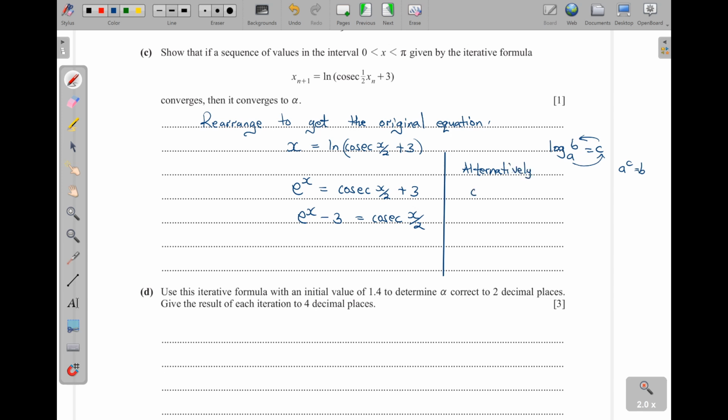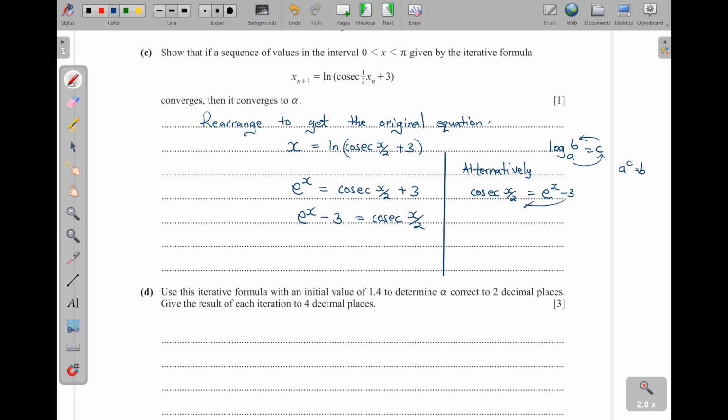Alternatively, remember we have cosec of x over 2, which is equal to e to the power of x minus 3. You are supposed to make either this x the subject or this one the subject. But when you make any of them the subject of the formula, one expression converges and the other one diverges. Usually the one that they give you here is the one that converges, okay?